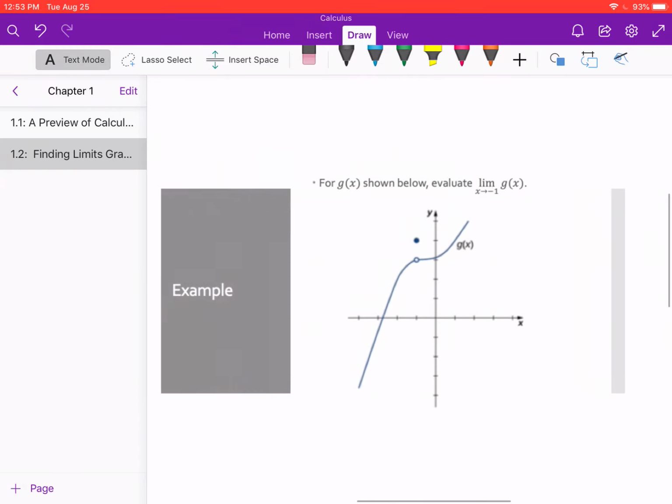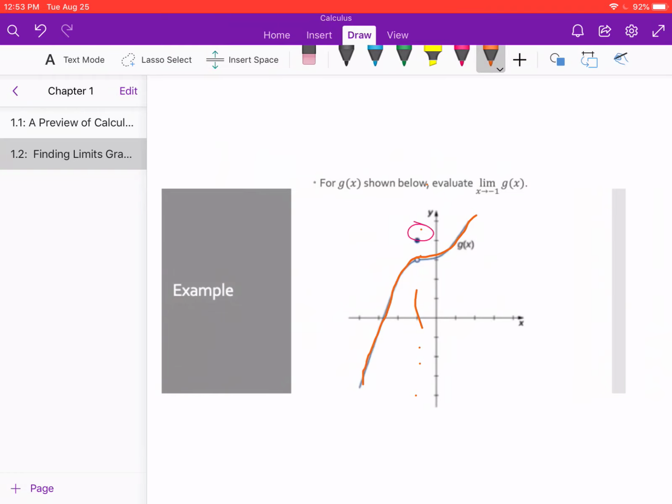All right, let's try a different one. Notice that this one is a little bit different than the last one because we have this little jump here. Same thing. Now we're doing the limit as x approaches -1 of the function g. So let's follow the function in from the left side until we get to that x equals -1 right here. And then let's follow it in from the right side.